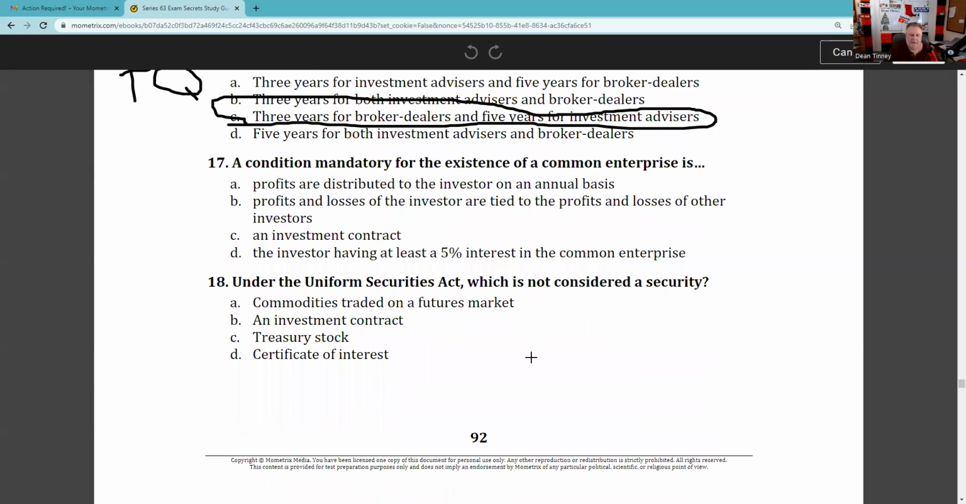17, a condition mandatory for the existence of a common stock. So common enterprise, excuse me. What they're getting at here is the definition of a security. And again, kind of like what I told you about a person, as a test taker, I wouldn't focus on what is a person for passing the 63. I'd focus on what is not a person. And again, as a test taker, I wouldn't focus on what is a security. I would focus on what is not a security. Right here, the answer is B.